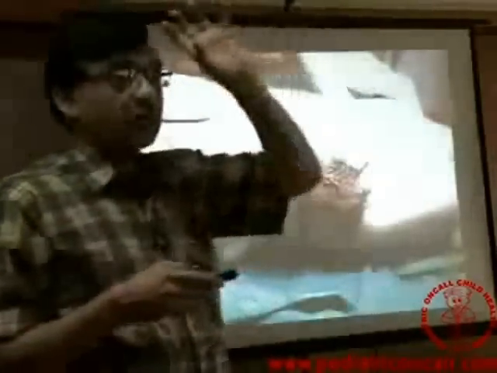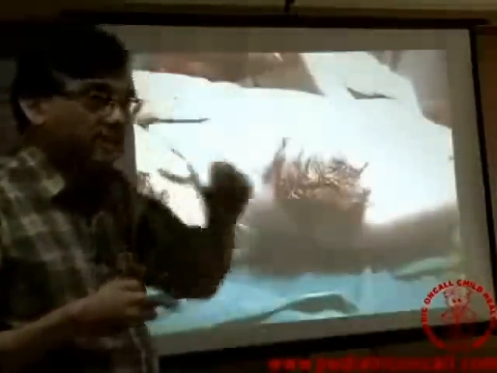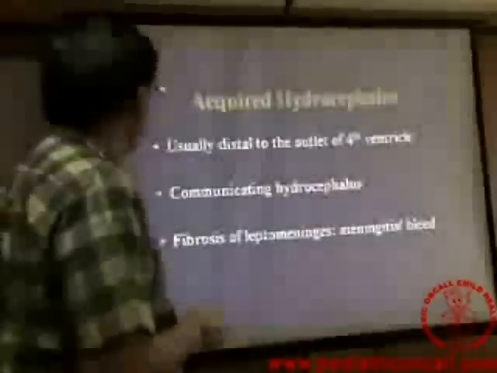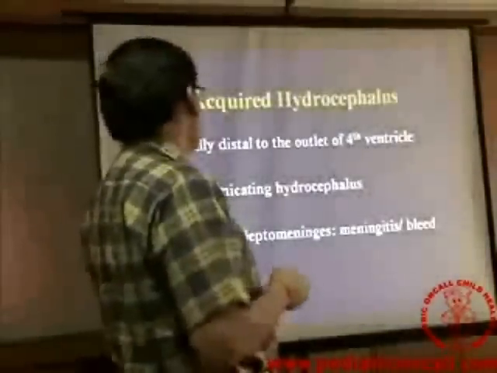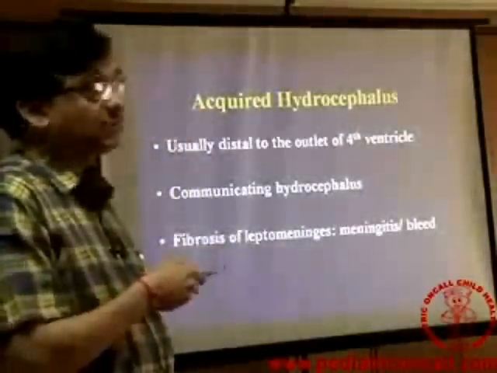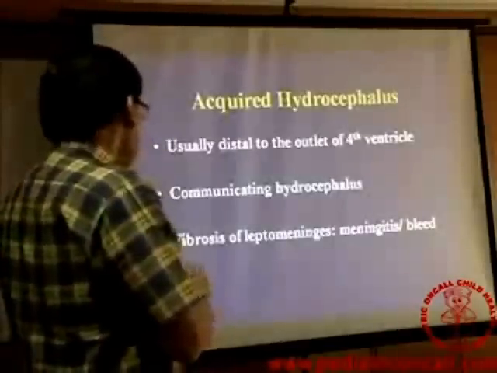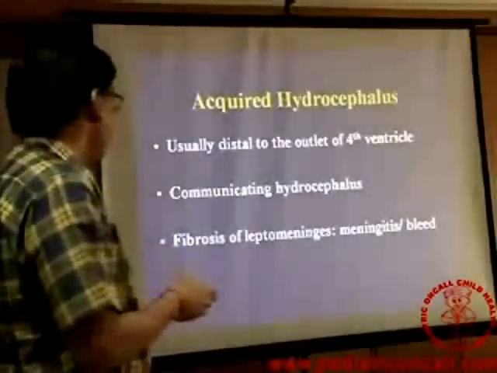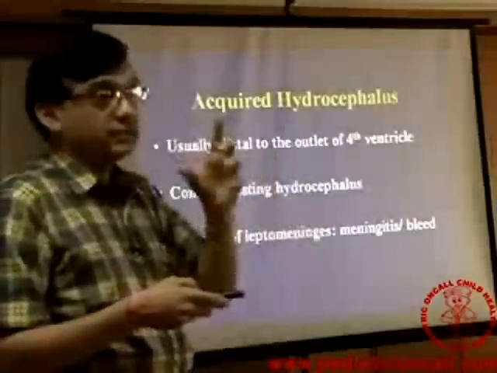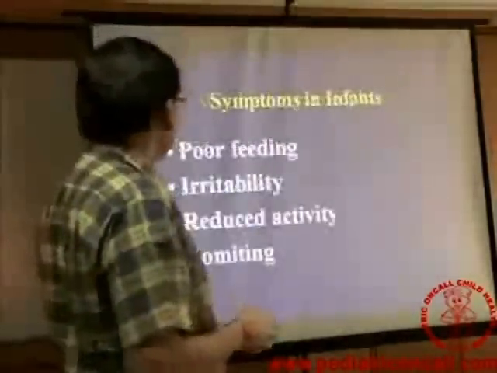This is spina bifida occulta, where there is no gross obvious meningomyelocele, but a tuft of hair or a hemangioma there. Any of these things, think about spina bifida. Acquired hydrocephalus, on the other hand, is usually distal, so it's what is known as the communicating hydrocephalus. And this is usually caused by fibrosis of the leptomeninges due to either meningitis or bleeding.